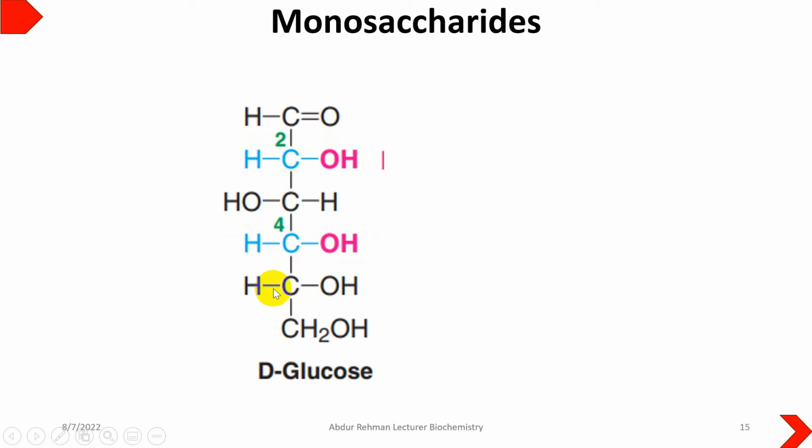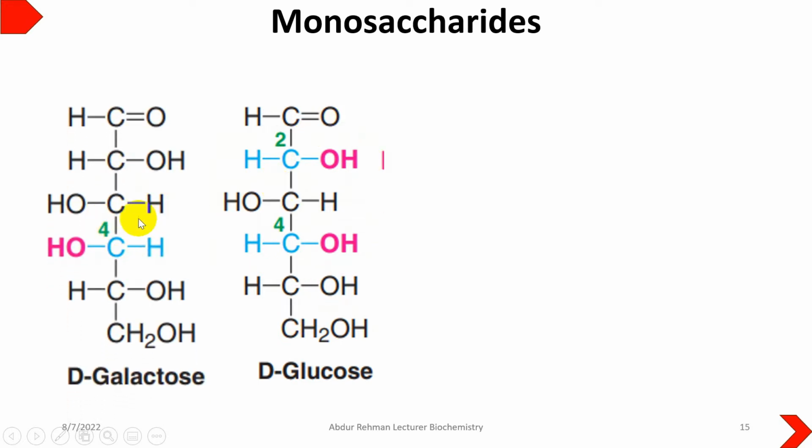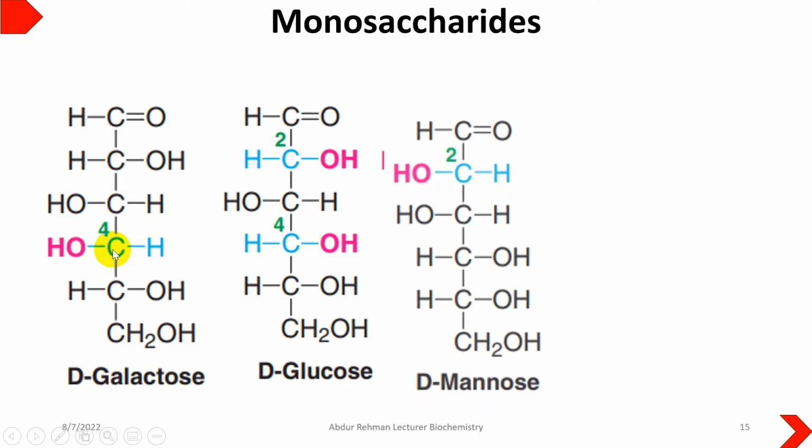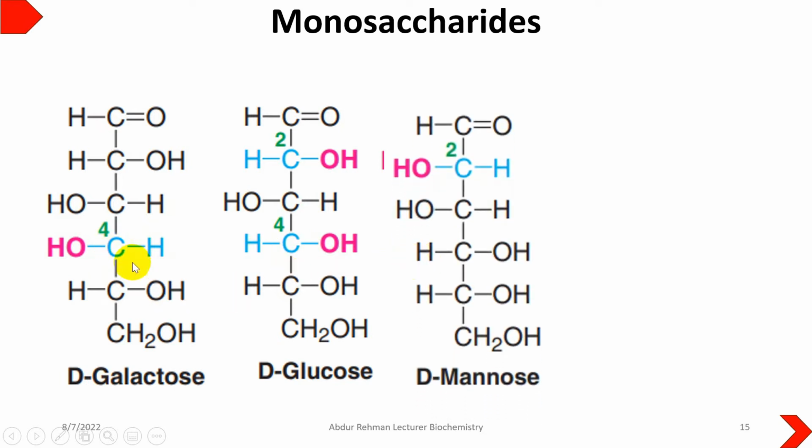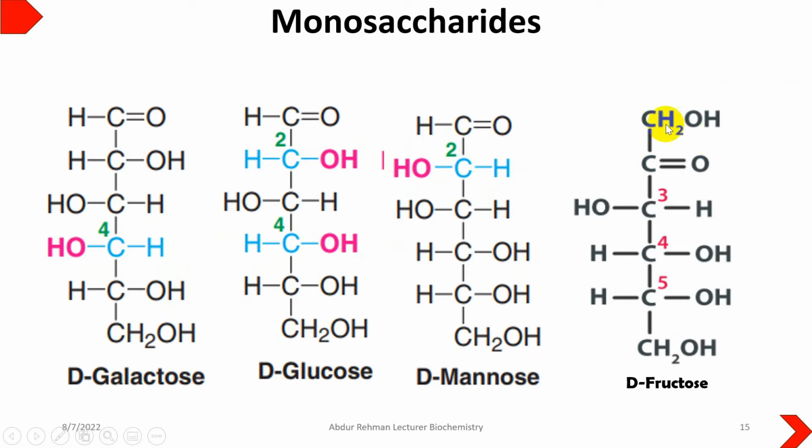A change in the position of the hydroxyl group around the asymmetric carbon gives rise to different isomers. As you can see in this diagram, a single change in the hydroxyl group position of D-glucose gives rise to galactose and mannose. Similarly, a change from aldehyde group to keto group forms D-fructose.